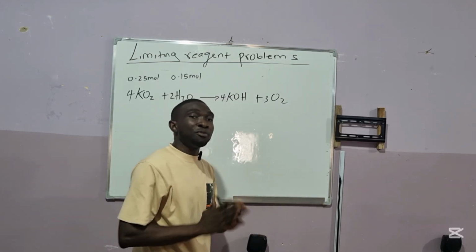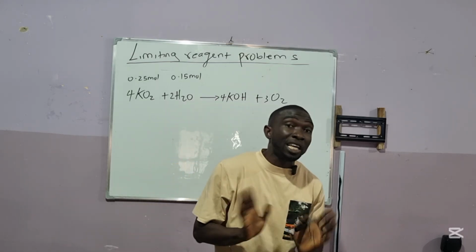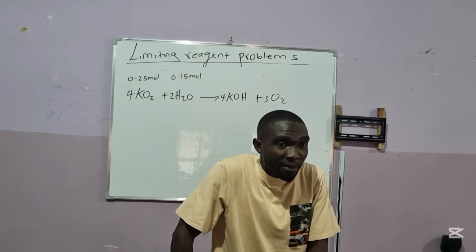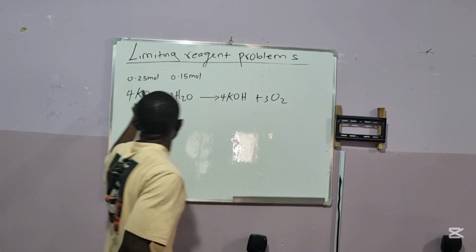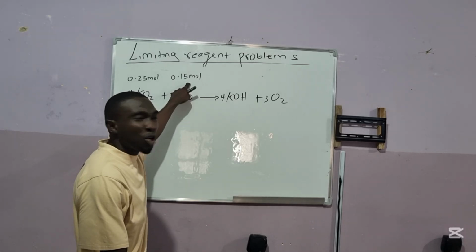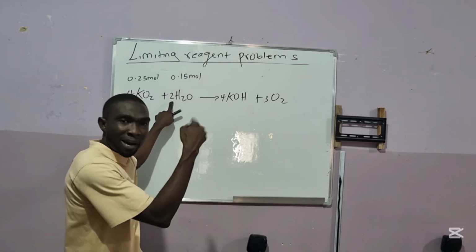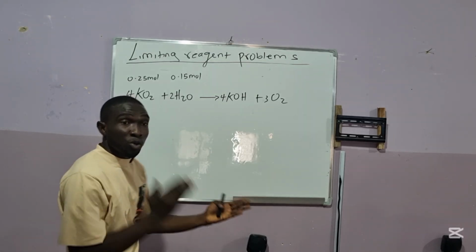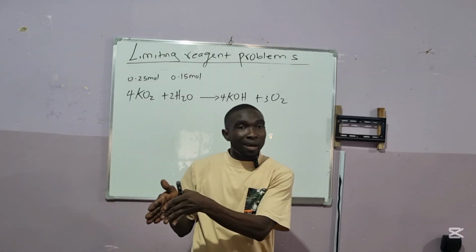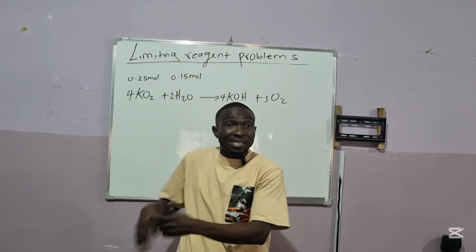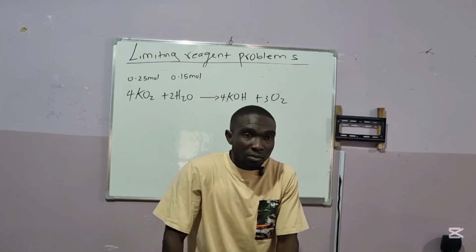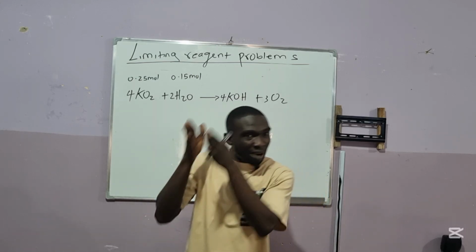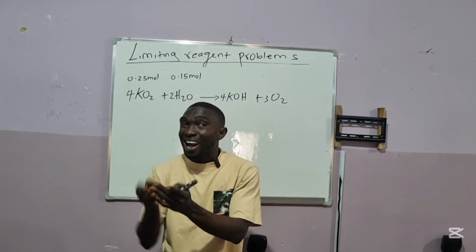Now, remember what I told you. If you are given amounts or quantities in moles, simply divide these amounts by the stoichiometric coefficient in the balanced equation. After dividing by the coefficients, you compare the answers. Which one is smaller? The one that gives you a smaller amount is the limiting reagent. It's similar to the one I gave you before. Remember, if it is given to you in grams, you divide the grams by the molecular weight alongside the coefficient.